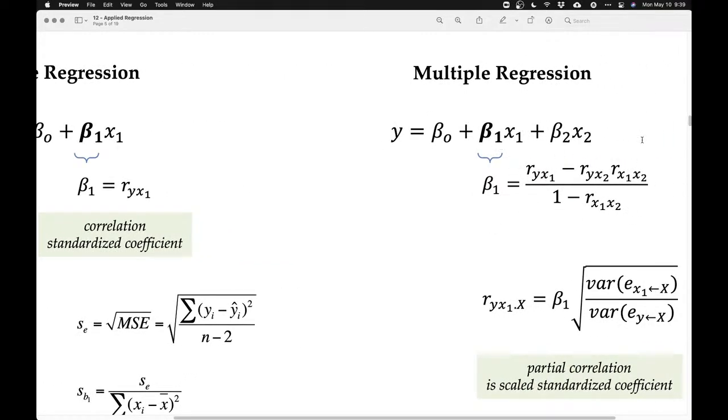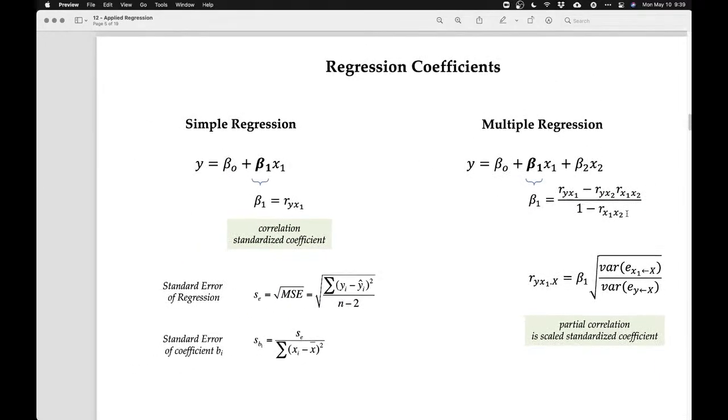In a simple example of two X variables, the slope of X1 would be written like this. It's got the correlation of X1 and Y in there. It's got the correlation of X2 and Y in there. And then it's partially standardized by the correlation of the two X's.